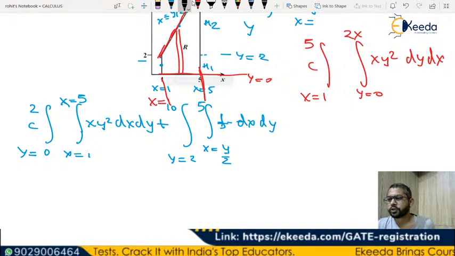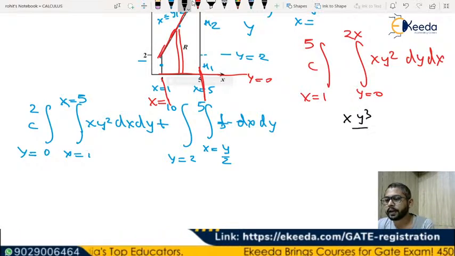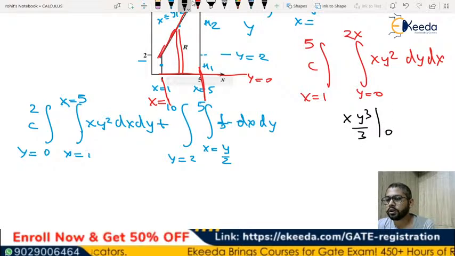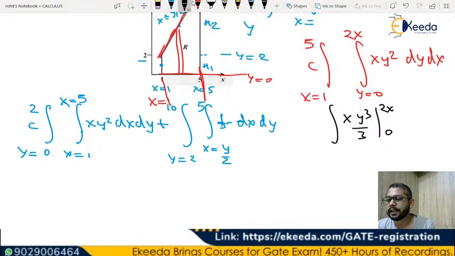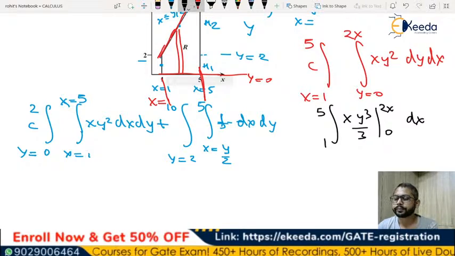So I'm doing this. Integrating with respect to y first, it will be x times y cubed by 3 with the limits 0 to 2x. And then integrating in terms of x from 1 to 5, dx. Right?